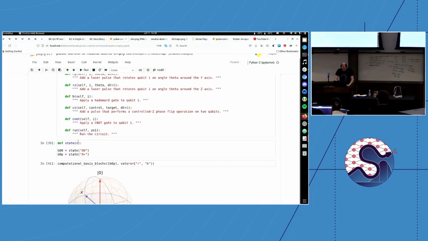And then here we'll do circuit equals, and I'm just going to fill in some atoms. And then here let's do this. Check that everything still works. Okay, great.